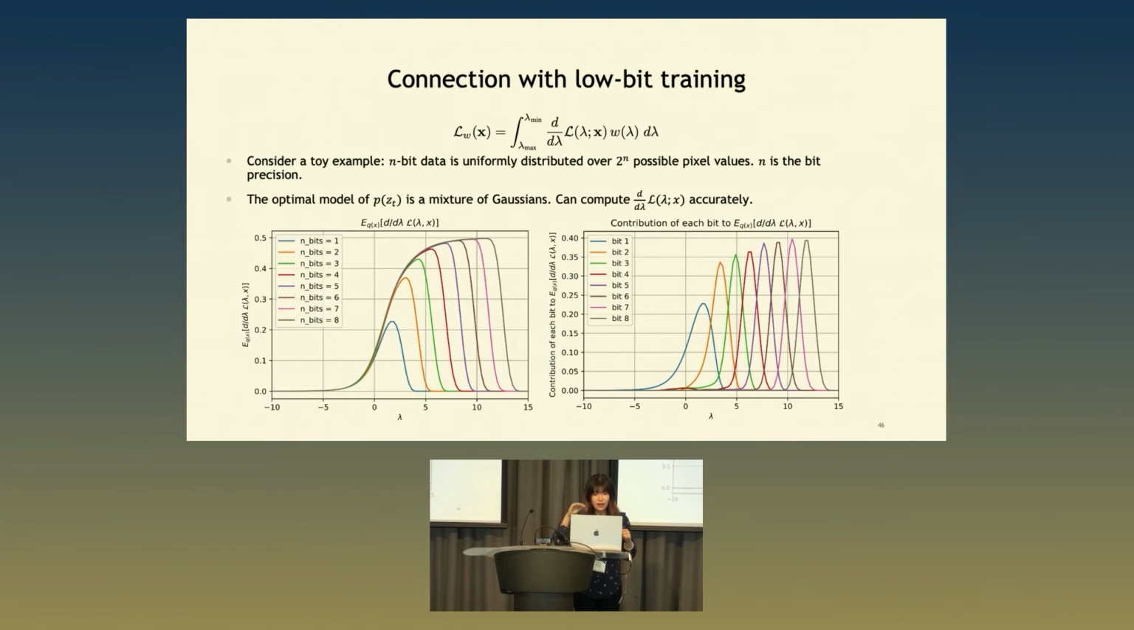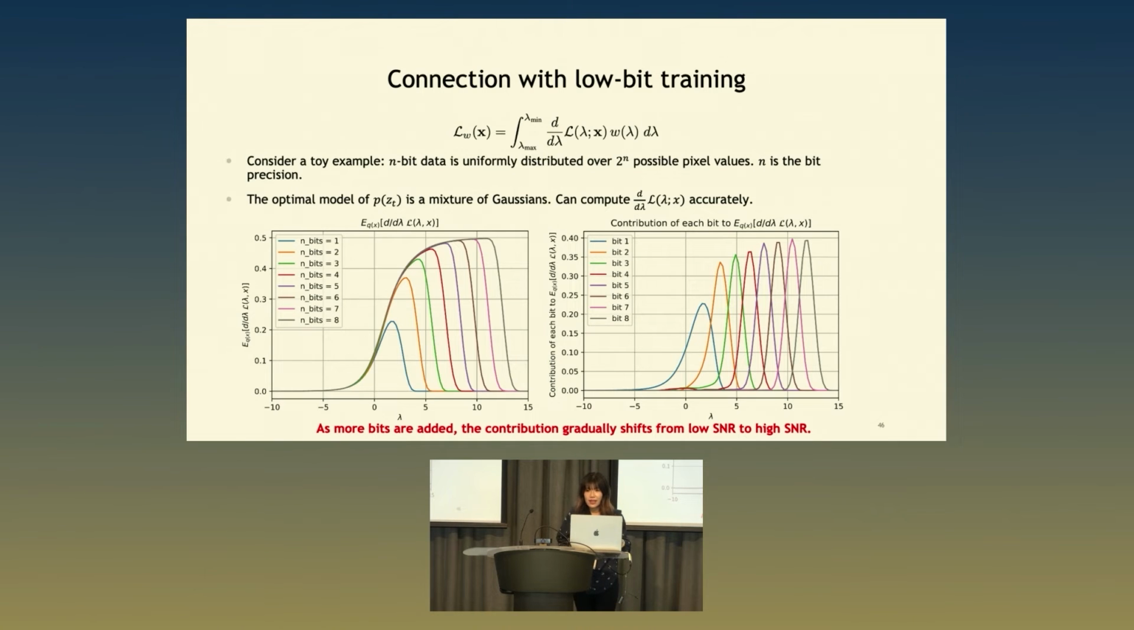And this gives us the intuition about, if we want to gradually add more bits to our training data, what would be the contribution of each added bit to this d lambda term. And we can see that as we increase from bit 1 to bit 8, meaning we gradually add bits 1 by 1, the contribution gradually shifts from the low signal to noise ratio region to the high signal to noise ratio region.